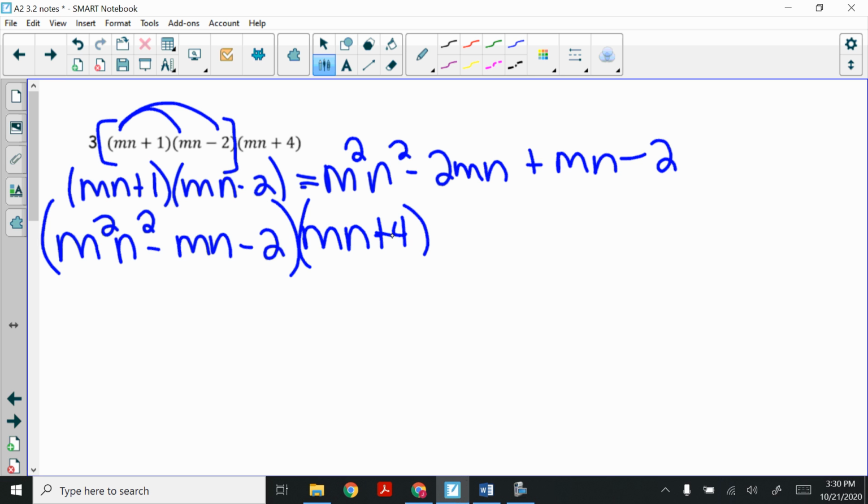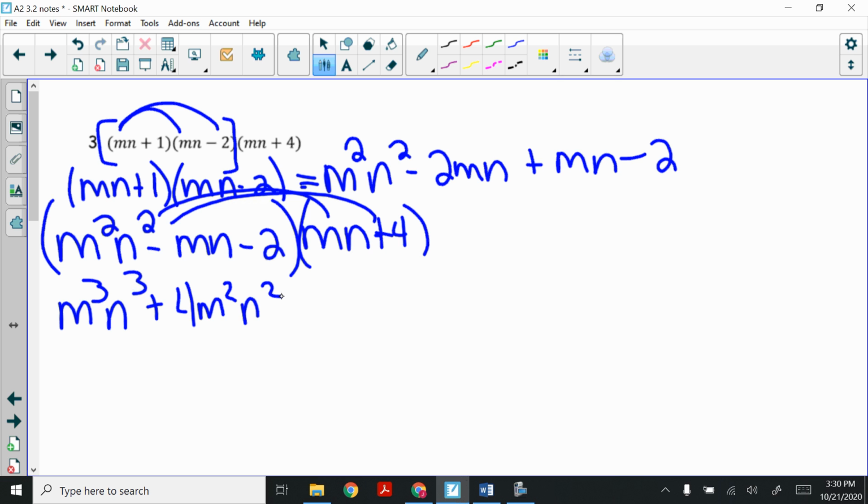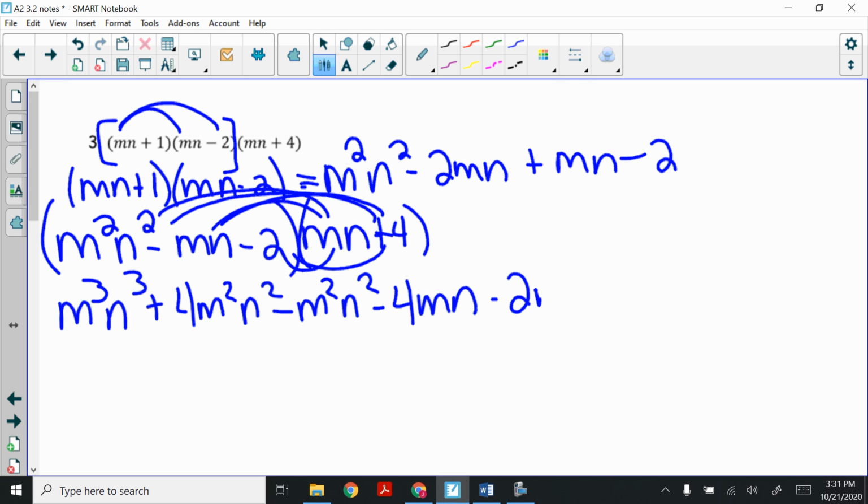Okay. And I'm going to do my distribution. So I'm going to distribute m squared n squared times both of these over here. So that's going to get me m cubed n cubed. And multiply that by 4, so I get plus 4m squared n squared. Then I take the mn and distribute. So minus m squared n squared minus 4mn. And now my negative 2. So minus 2mn minus 8.